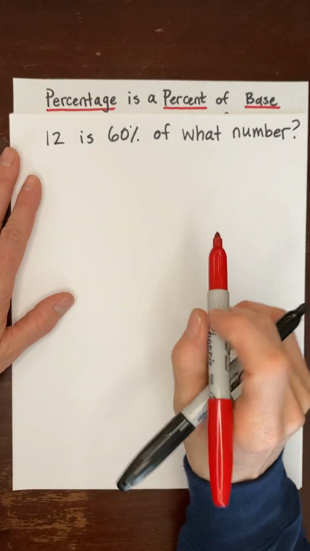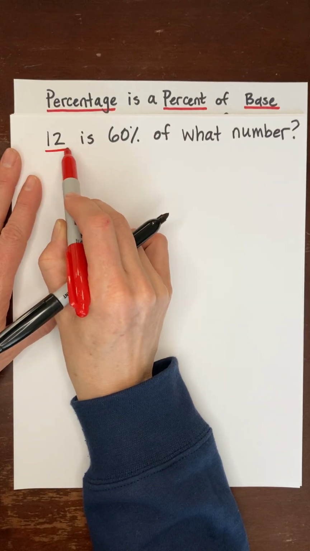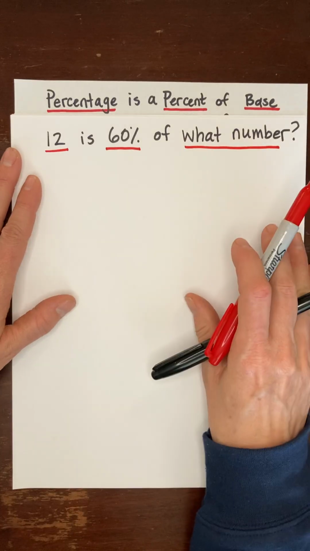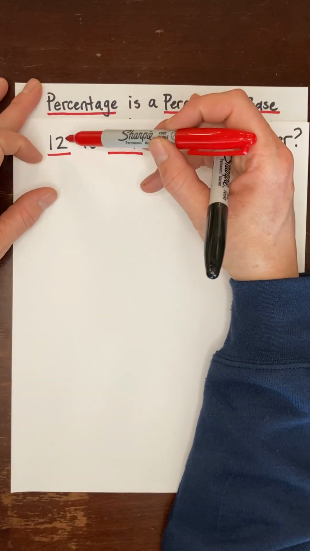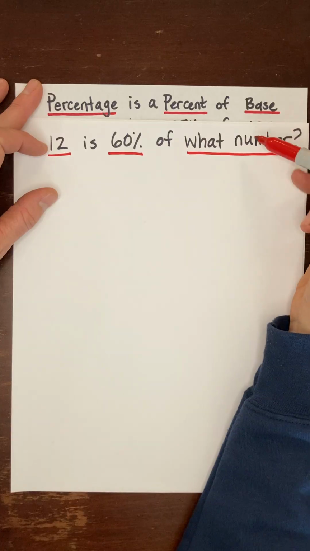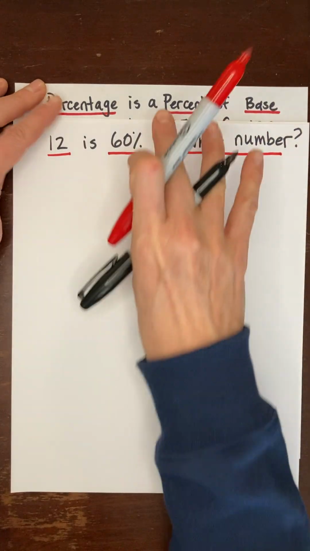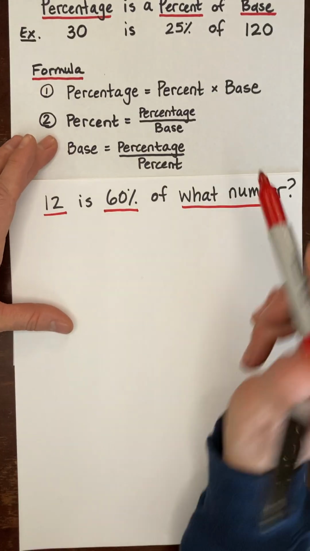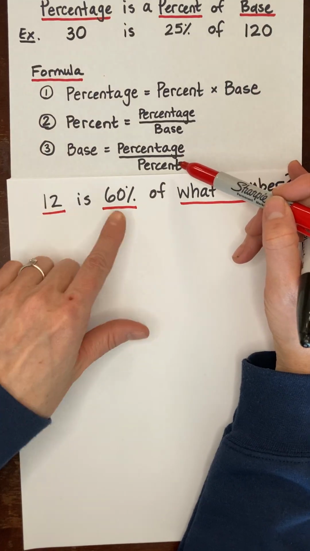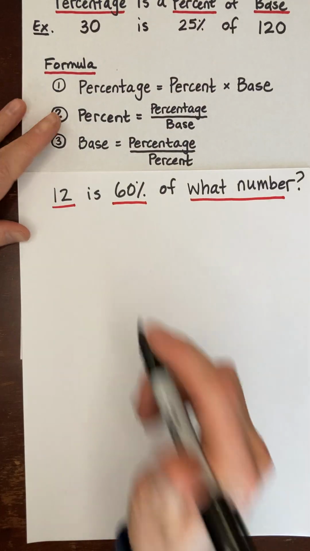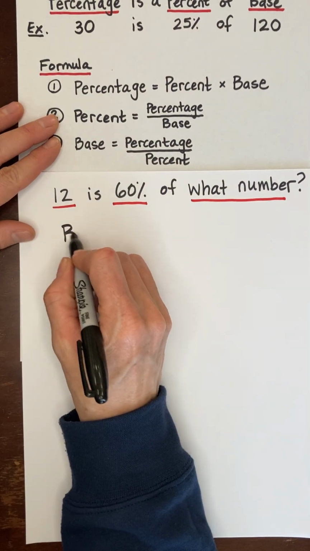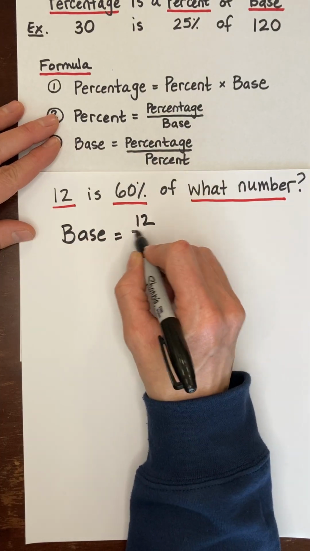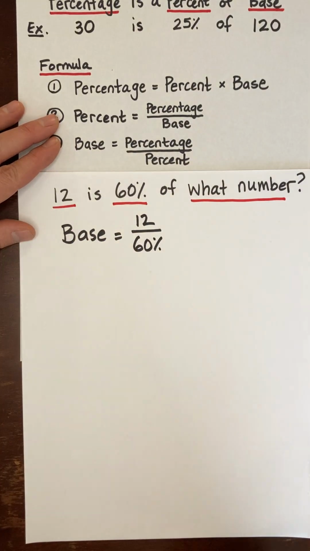For our last example, we have 12 is 60% of what number? So let's match it up to our sentence. We're given the percentage, we're given the percent, but we're missing the base number. So let's pull this down and look at our formula for base. Base is our percentage divided by our percent. So let's write that down. We've got base equals our percentage, which is 12, divided by 60%.